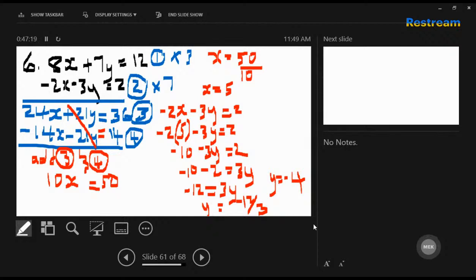If you are not told specifically what to do, then it's all up to you to decide which method works best for you, which you're more comfortable with, then by all means go for that. All right, so that's it for solving simultaneous equations using the method of elimination.